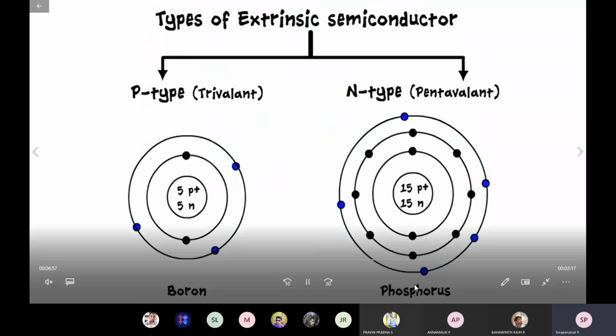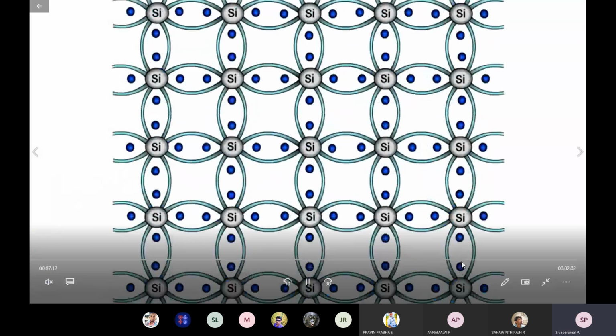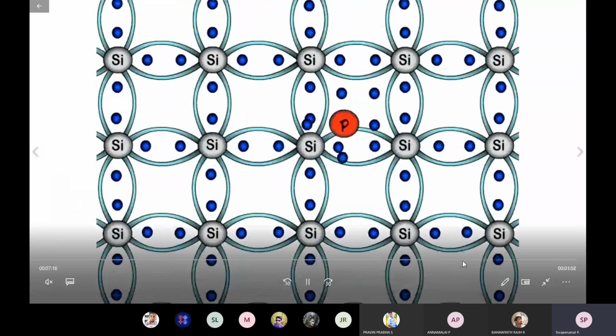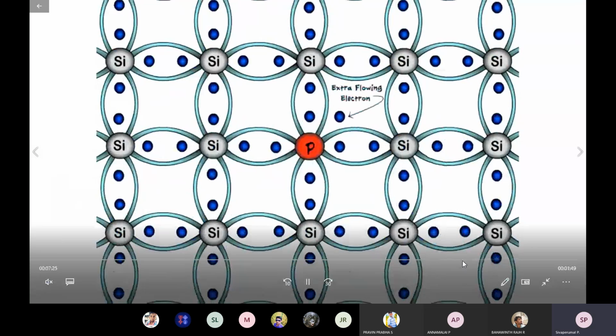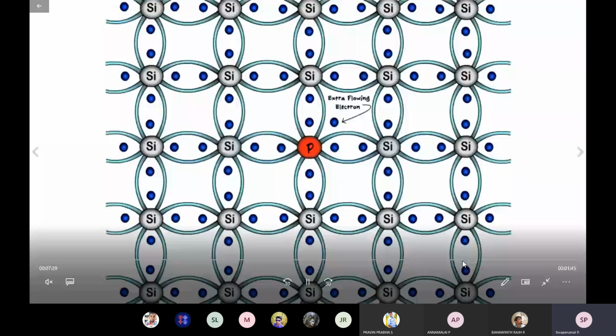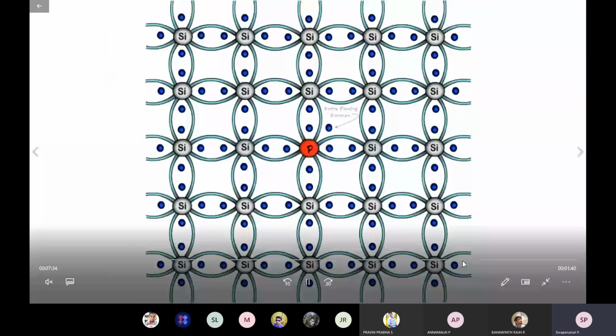It has the same structure around each other. The phosphorus is added inside the silicon as an impurity. Once added, it creates some covalent bonds. Some extra flowing electron is possible in the case of phosphorus, because we are using a pentavalent, right? So that extra electron moves around the phosphorus.